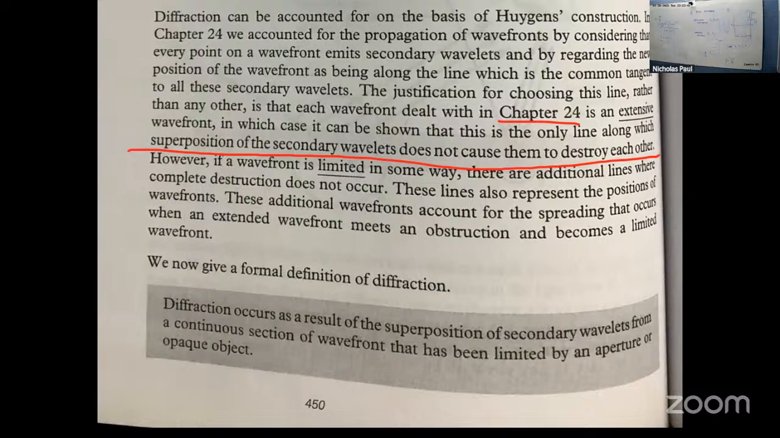We now have a formal definition of diffraction. So this is the definition that we're going to use at your level. Diffraction occurs as a result of the superposition of secondary wavelets from a continuous section of wavefront that has been limited by an aperture or opening. Okay, so this explanation includes the Huygens principle explanation. If they ask it in a definition, this is the one that you will get. Okay, write that one down. That's the most important definition. Right, and it's shown by the last diagram that we just looked at.